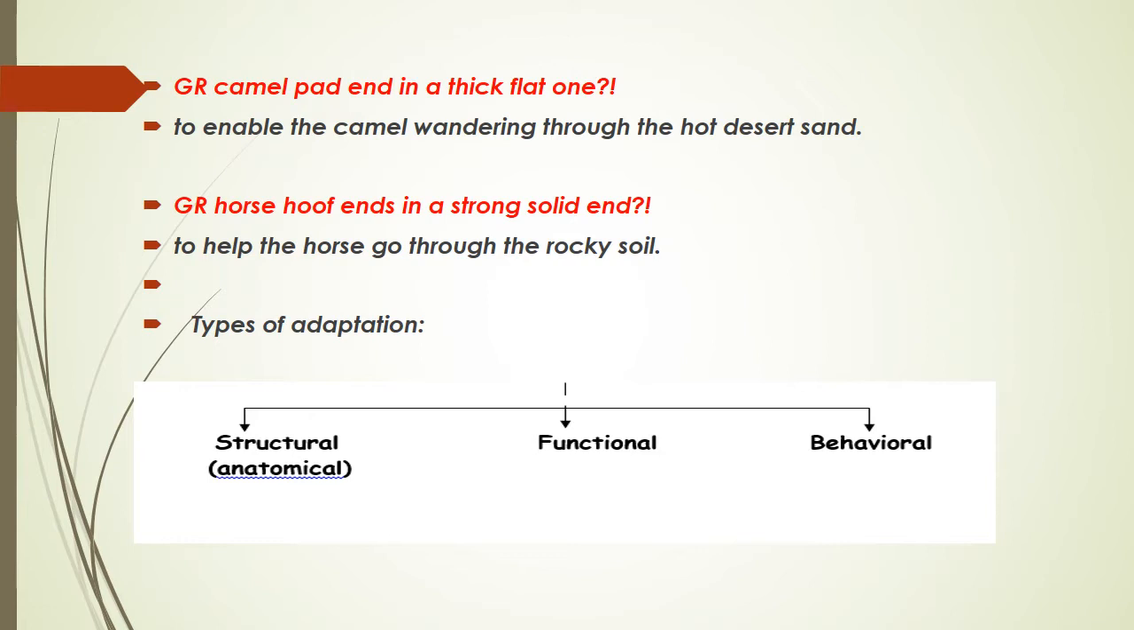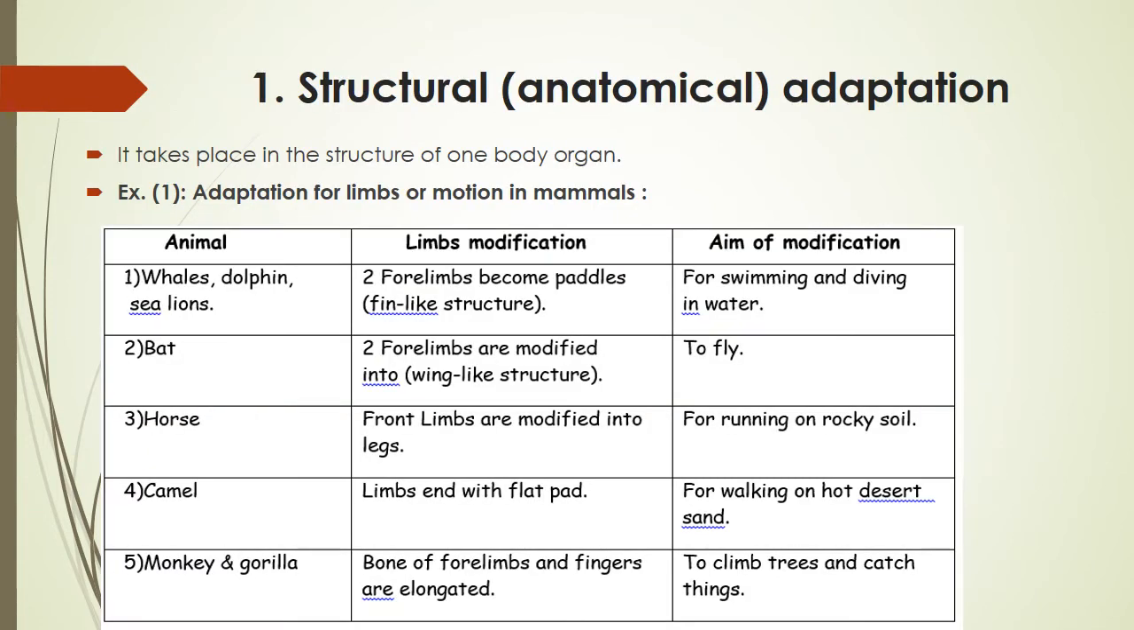Give reason: horse hoof ends in a strong solid end to help the horse go through the rocky soil. Okay, what are the types of adaptation? We have structural or anatomical adaptation, functional adaptation, and behavioral. Okay, structural or anatomical adaptation. It takes place in the structure of one body organ, so it's called structural.